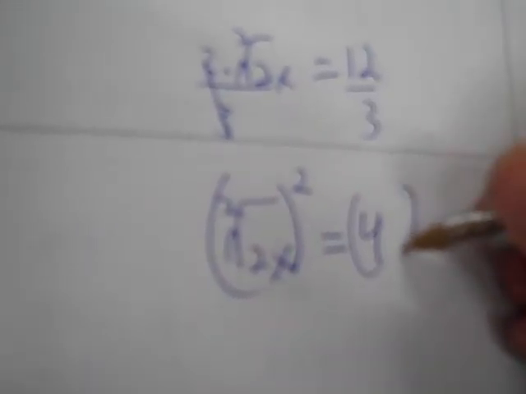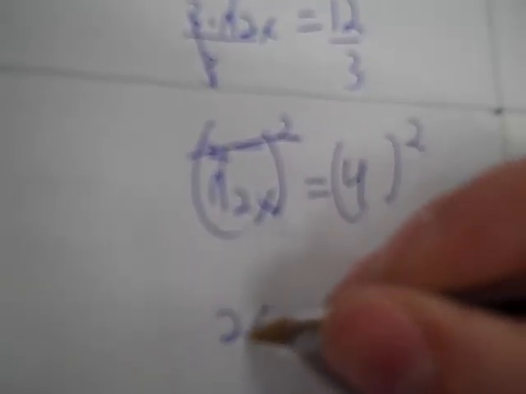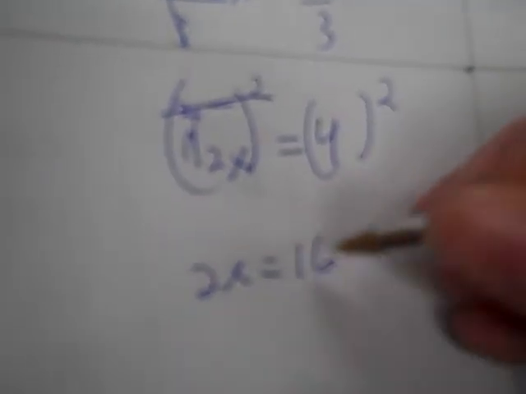Okay. Now, time to get rid of Mr. Radical here. So you take both sides to the second power. And then 4 to the second, 16. Divide by 2. Divide by 2. And x is 8.